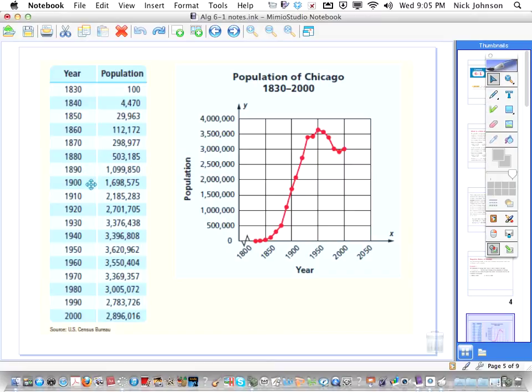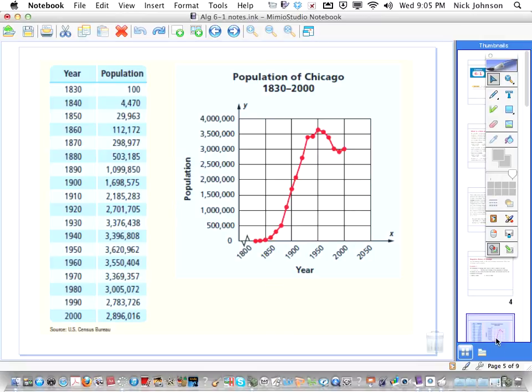So here's 1890, here's 1900. If you notice from 1890 to 1900, there is an increase in people. So what we should be looking for is a positive rate of change. Okay? If you look at this graph, 1890 would be about right here, 1900 here. If you notice, the graph's going up, so we should be looking for a positive rate of change.